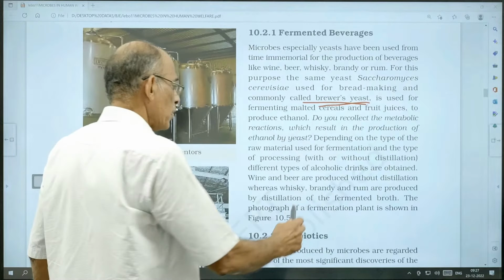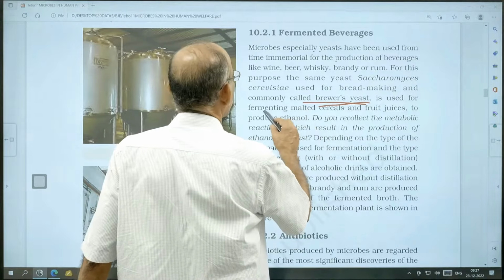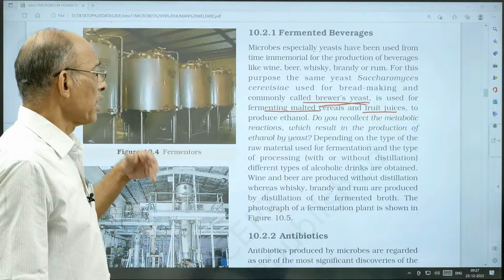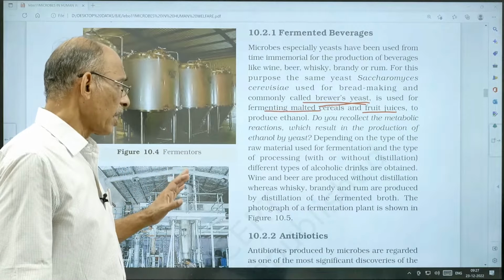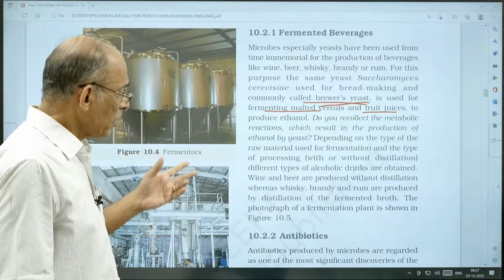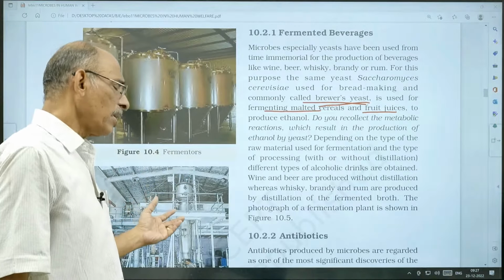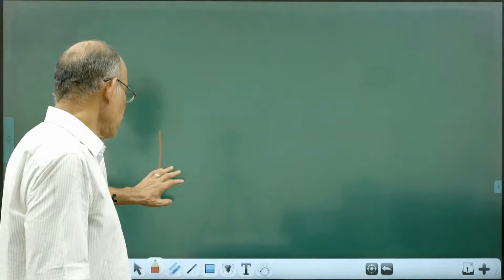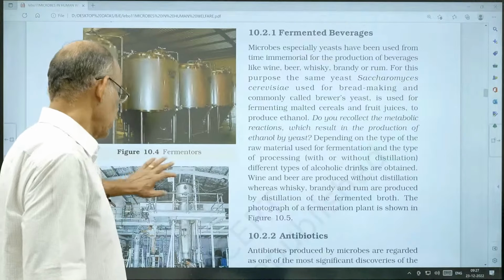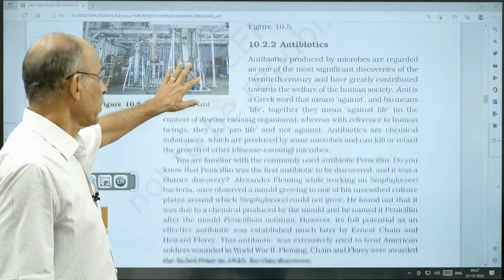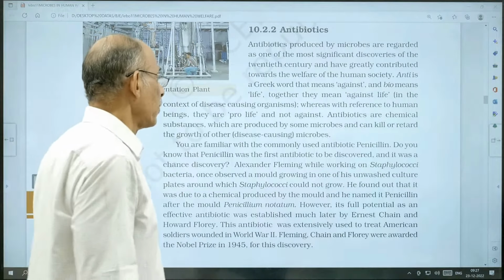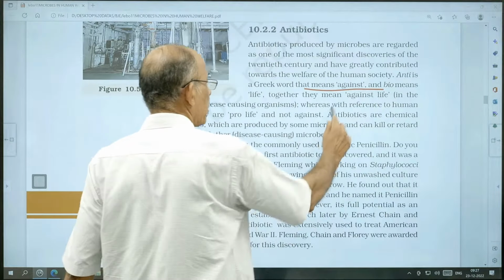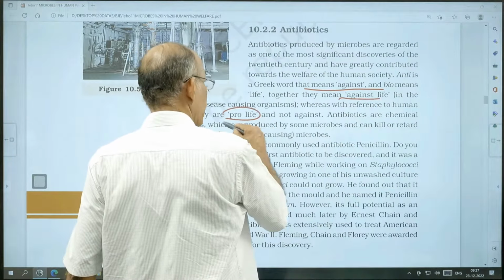Malted cereals or fruit juices are fermented and converted into alcohol. There are mainly two types of alcoholic drinks: one produced without distillation and one with distillation, etc. And antibiotics, as you know, the first antibiotic was penicillin. The word antibiotic means against life, but with regard to human beings, they are pro-life.